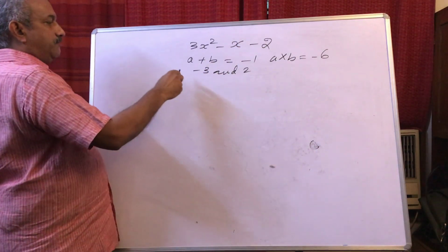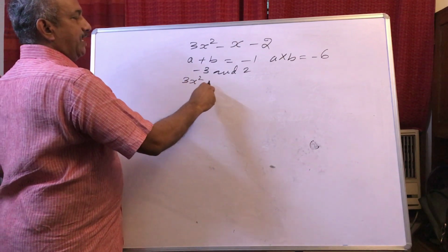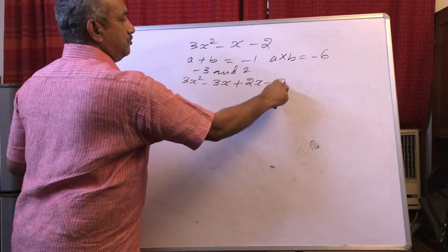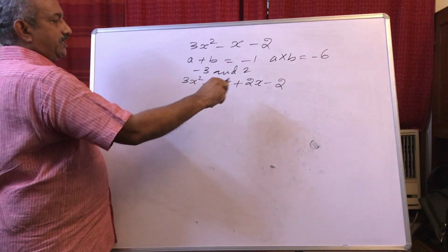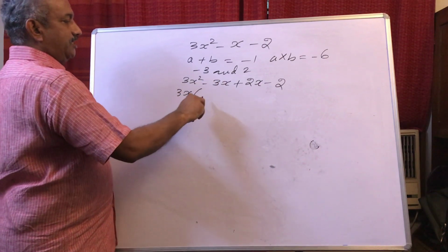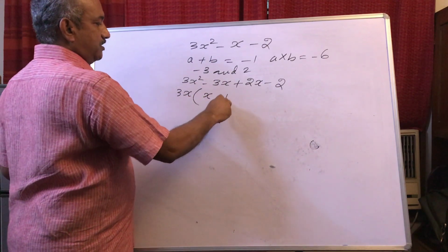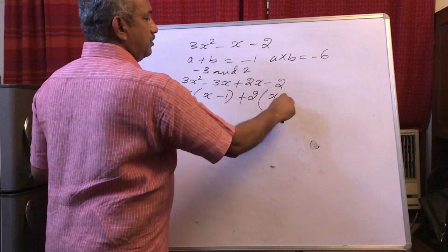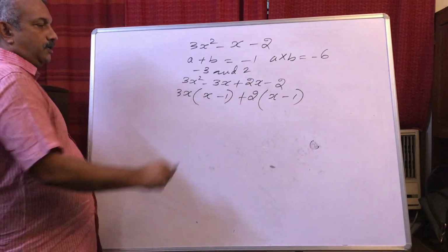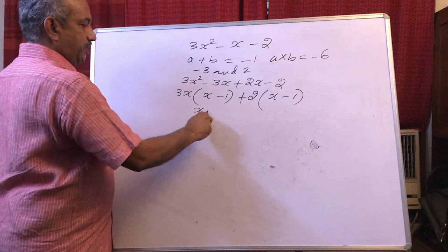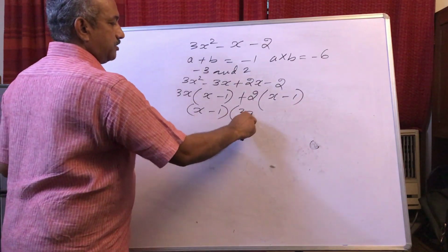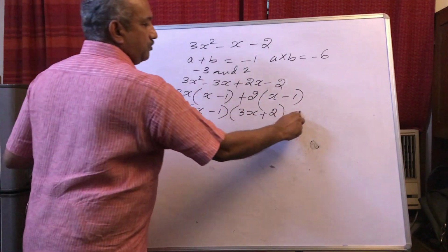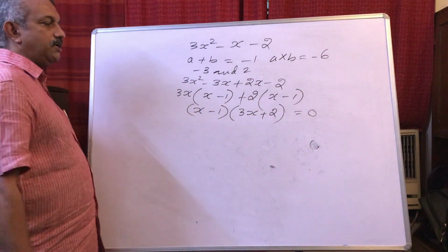So we'll split the middle term. 3x square minus 3x plus 2x minus 2. From the first two terms, take common: 3x is common, 3x into x minus 1, plus, in the last two, 2 is common, 2 into x minus 1. Now x minus 1 is common. x minus 1 into 3x plus 2 is equal to 0. Now we have to find the zeros, so this should be equal to 0.